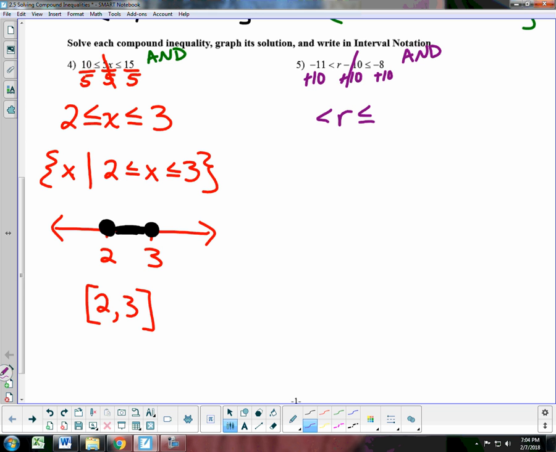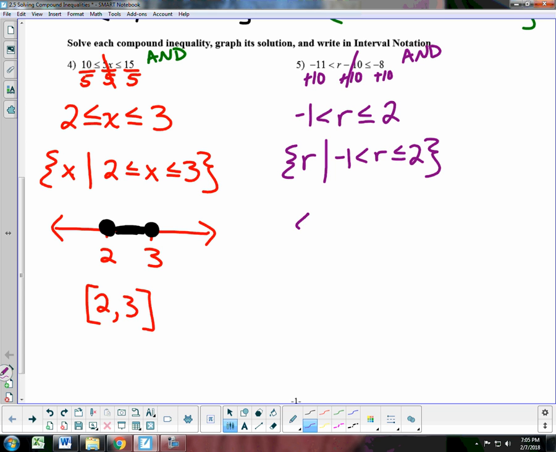Negative 11 plus 10 is negative 1. Negative 8 plus 10 is positive 2. So negative 1 is less than r, which is less than or equal to 2. In set builder notation, we'll have all r values such that negative 1 is less than r, which is less than or equal to 2. This is good. We have the smaller number on the left, negative 1, the bigger number on the right, positive 2, with less than symbols as we go.